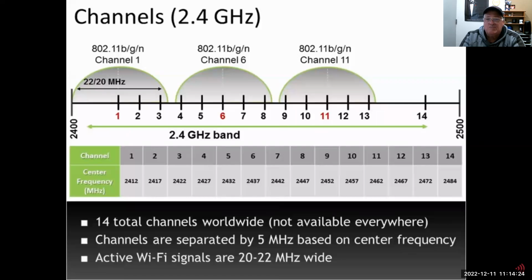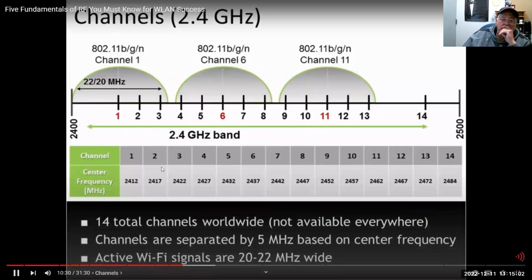The first one is channels. And we have different channels depending on whether we're in 2.4 gigahertz or 5 gigahertz. And we're about to see why I said that 5 gigahertz is so much better for implementing wireless LANs. In 2.4 gigahertz, you have a total of 14 channels. However, these 14 channels are spaced only 5 megahertz apart based on their center frequency. So you'll notice on the screen that channel 1 centers on 2.412 gigahertz, and channel 2 centers on 2.417 gigahertz. So notice they're only 5 megahertz apart.